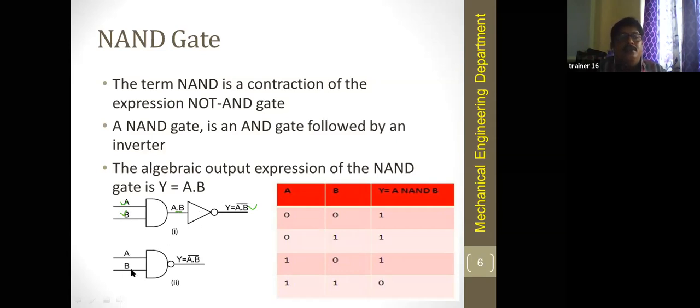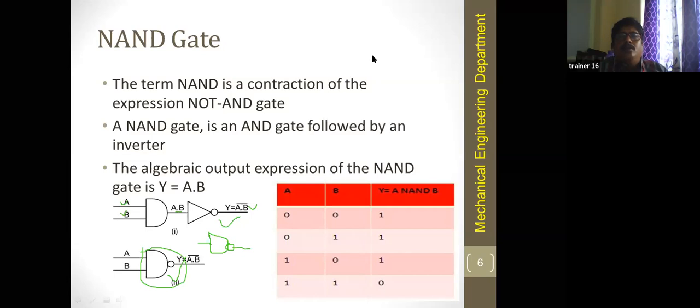And then, this is a symbol, right? We can write this one, or we can also write this one. But the symbol of the NAND gate is this. This is the symbol of the NAND gate, right?